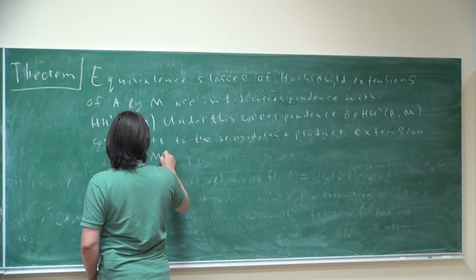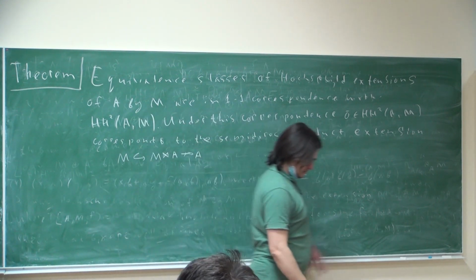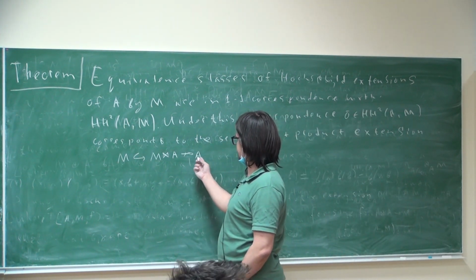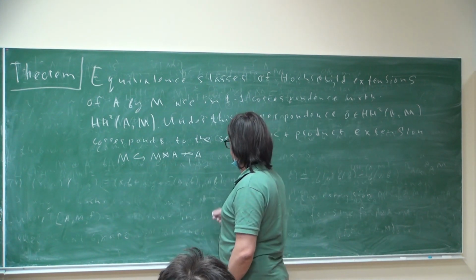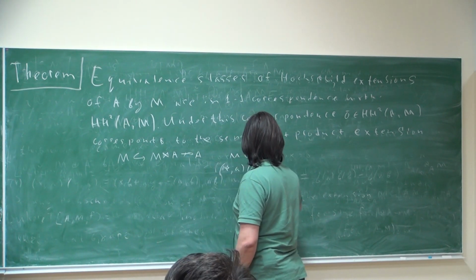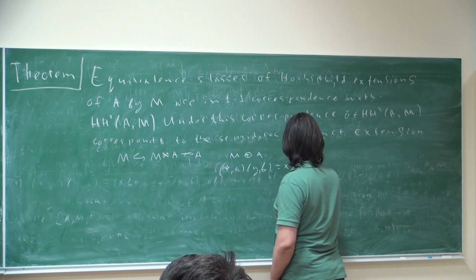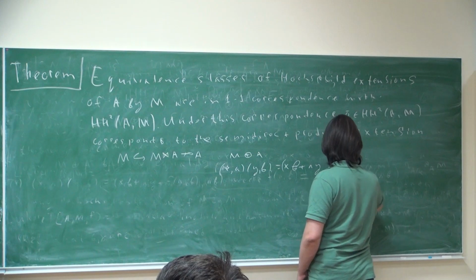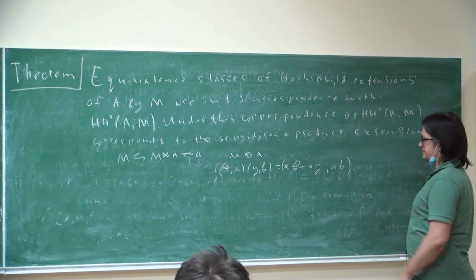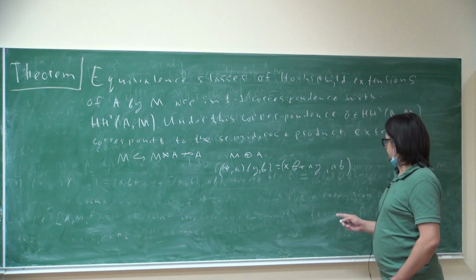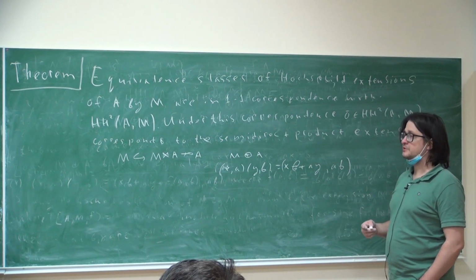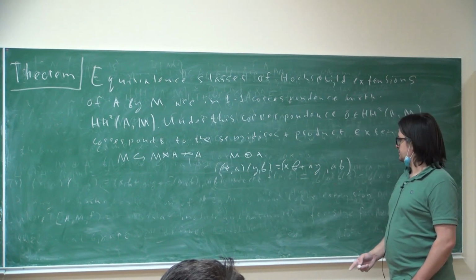M A. We haven't defined what is the semi-direct product extension, but it's clear from this theorem. If A is an algebra and M is an A-bimodule, then the semi-direct product extension is simply the set M plus A with the multiplication (x, a) times (y, b) equal to (xb plus ay, ab). The condition that M is an A-bimodule is equivalent to the condition that such a formula defines a K-algebra structure on M plus A.